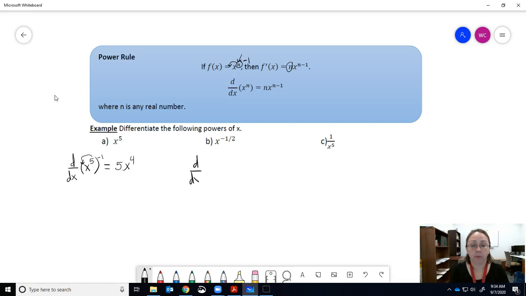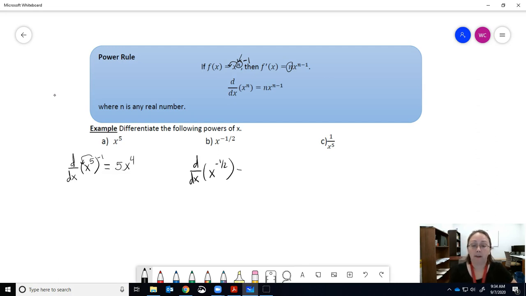So we're going to take the derivative with respect to x of x to the negative 1/2 power. Pause the video, try it, and come back. All right, again, does this qualify for the power rule? Yes. It is x on the bottom and then a number up top. Notice that this number is negative. That is absolutely okay. It's also a fraction, also okay. As long as it's a number up there, you're good.